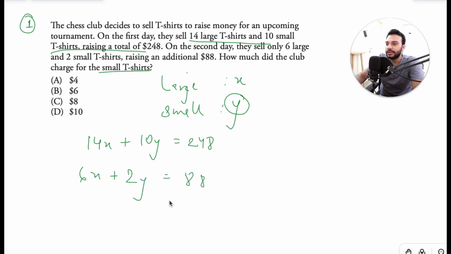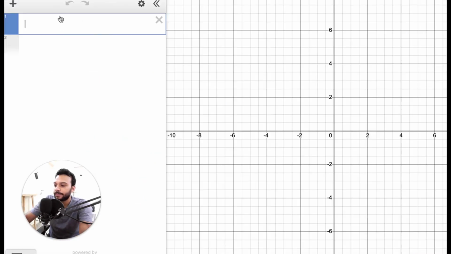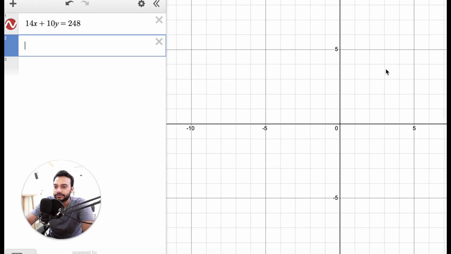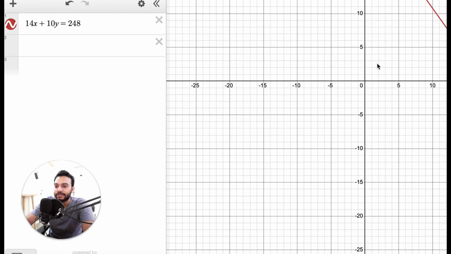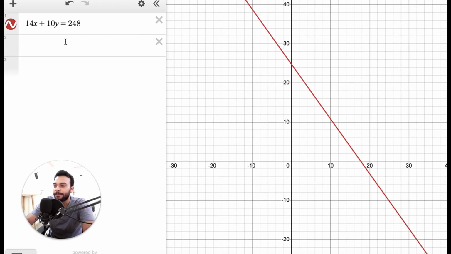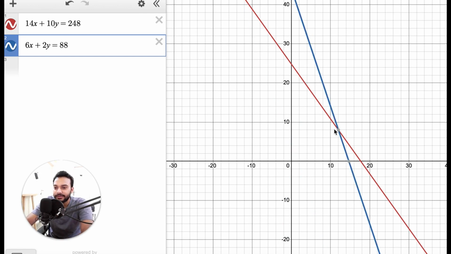Now, no need to solve it yourself. Head straight to DESMOS and let's see. So first equation, 14X plus 10Y is equal to 248. Second equation, let's zoom out a bit. Zoom in to see where the graph is coming. Okay. And then second equation was 6X plus 2Y is equal to 88. Here is the point of intersection, 12, 8. Those are the values of X and Y for this system of equations.